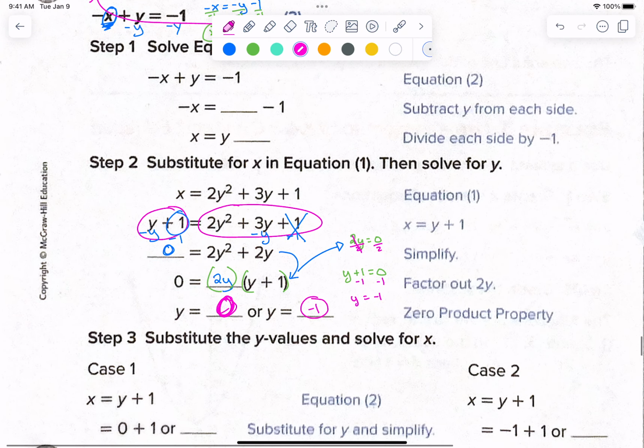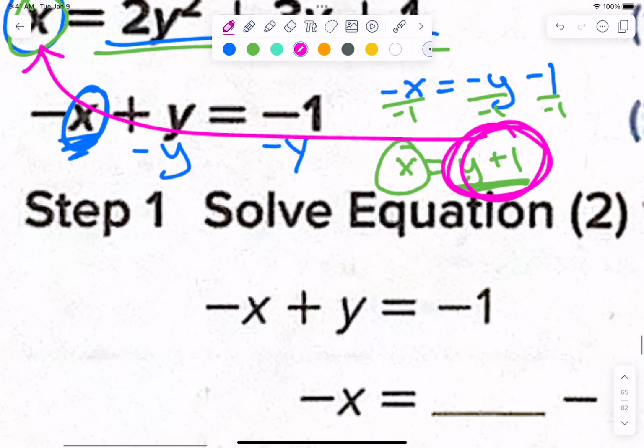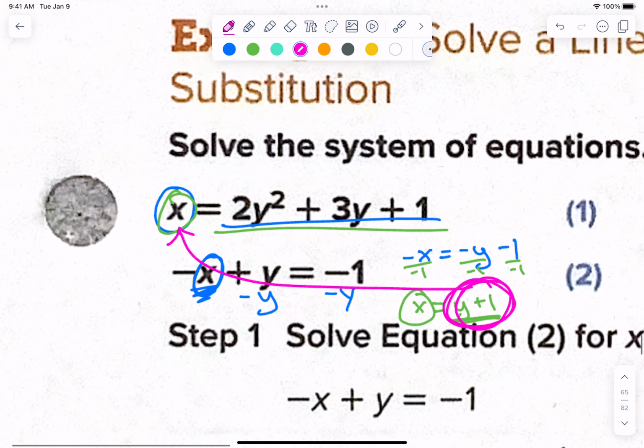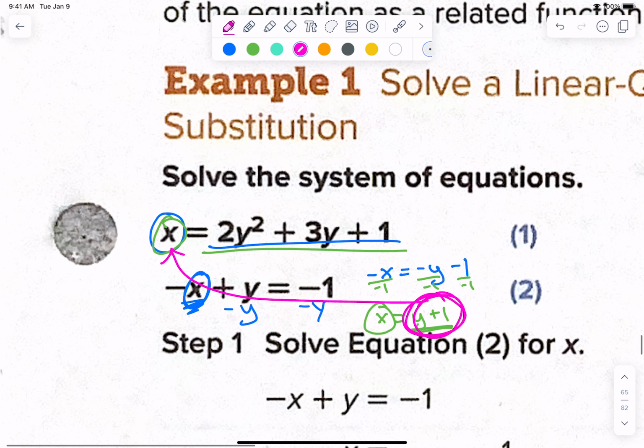Now we're not quite done yet. We've got to solve for x. I have a couple equations where I can solve for x. The bottom one. Let's put it in this one right here.